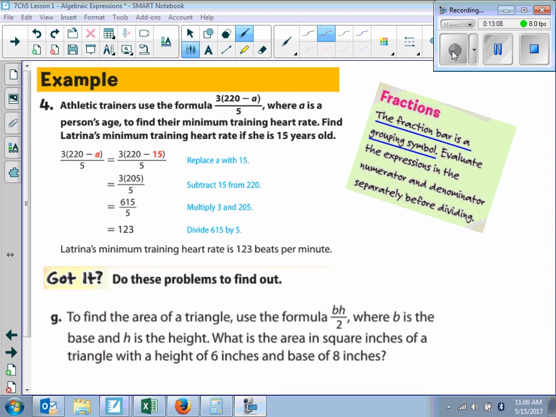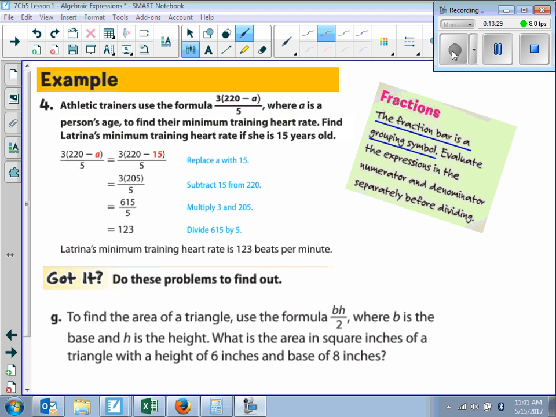Example 4 says athletic trainers use the formula 3 times the quantity 220 minus A, over 5, where A is a person's age, to find the minimum training heart rate. Find Latrina's minimum training heart rate if she is 15 years old.